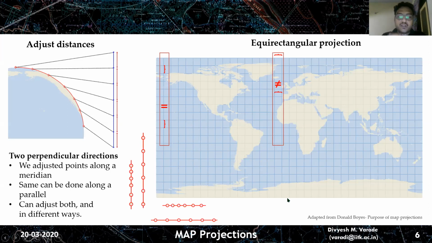So till now what we did was we adjusted points along the meridian and we adjusted points along the parallels. But is it possible to do this for both? It's not, because you can either adjust the points along the meridian or along the parallels, but not together.